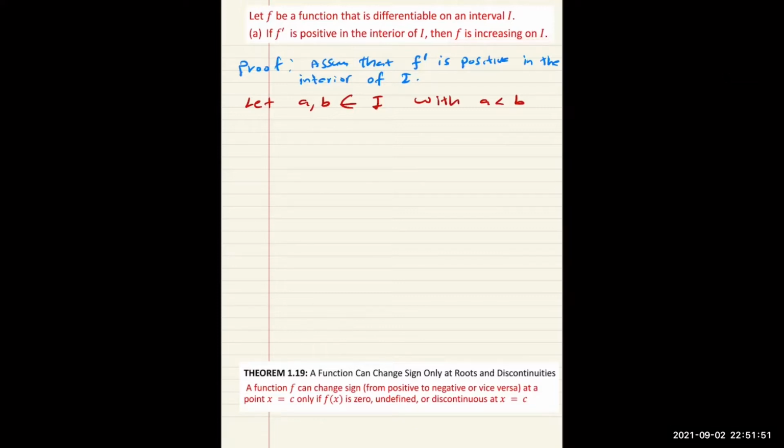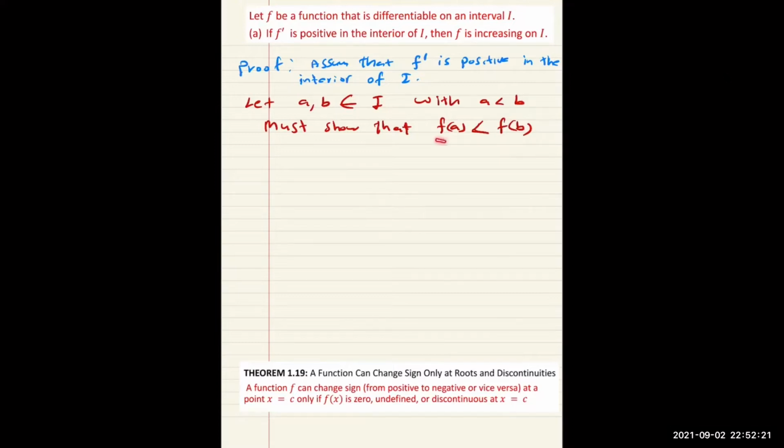To show that f is increasing on I, what I must show is that f of a is less than f of b. Bigger the x value, bigger the y value. If a less than b, f of a should be less than f of b. That's what I need to show in order to show that f is increasing on the interval I.